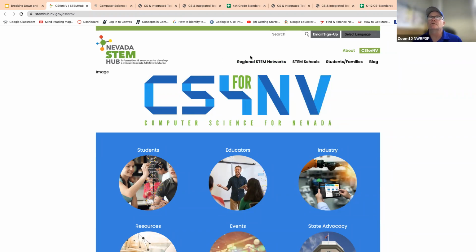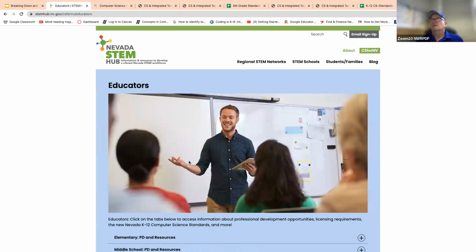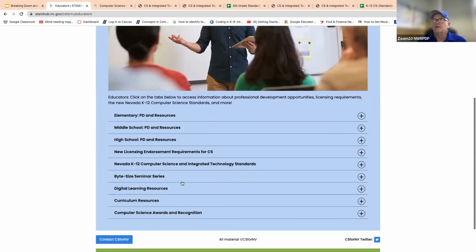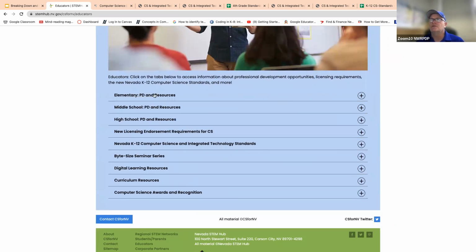Once you go to the STEM Hub, CS for NV, if you go down to educators, you're going to have a variety of resources here. This is the elementary. There's your professional development and some resources. Those are some links in there: middle school, high school. And this is the one that I talked about earlier. So let's go here for a minute.